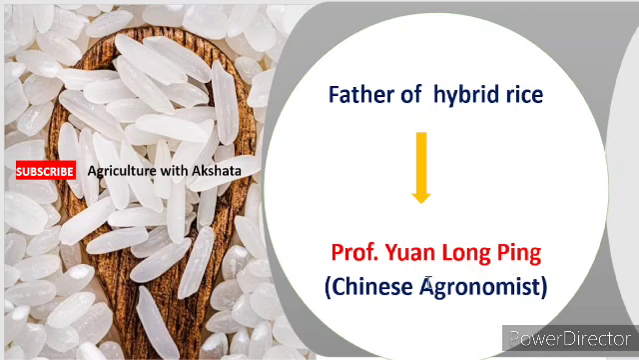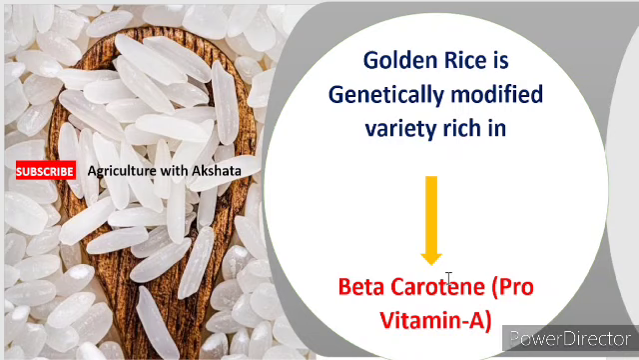The father of hybrid rice is Professor Yuan Longping, who is a Chinese agronomist. The father of golden rice is Ingo Potrykus. Golden rice is genetically modified rice which is rich in beta carotene, which is a precursor of vitamin A or provitamin A. So the color of the rice is yellow because of the presence of this beta carotene pigment. That's why this rice is called golden rice. The father of super rice is Gurdev Singh Khush, that is GS Khush.